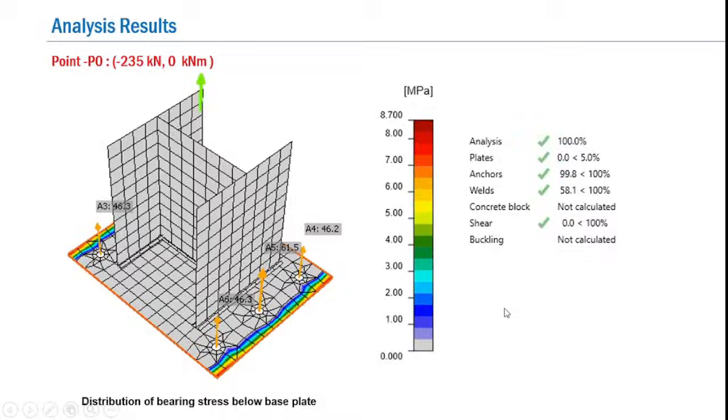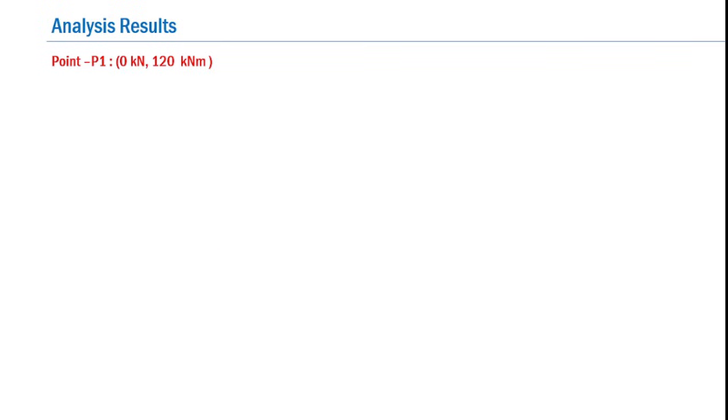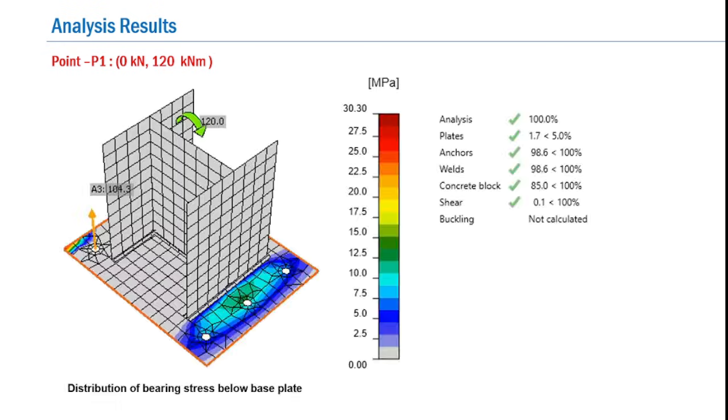So now let me take you to another point, point P1, wherein the base plate is subjected to only a moment. Accordingly, point P1 will be 0 kilonewton, that is the P value, and a moment value of 120 kilonewton meter. So the results are present over here, and obviously you will find that when a pure moment is applied, an edge portion of the base plate will be in contact with the grout, and the tension forces are getting developed in the anchor bolt.